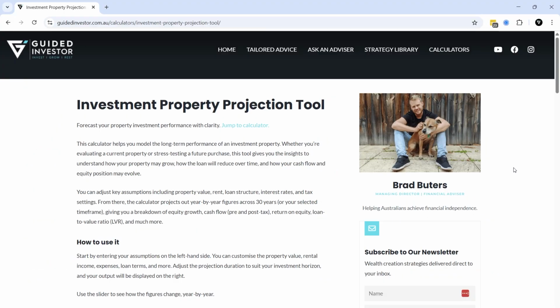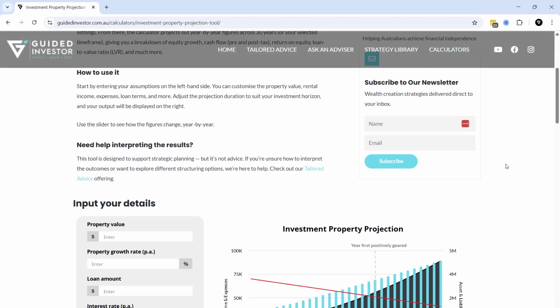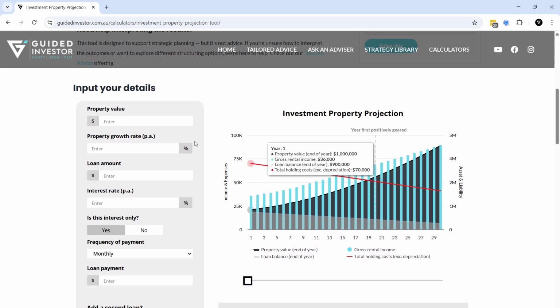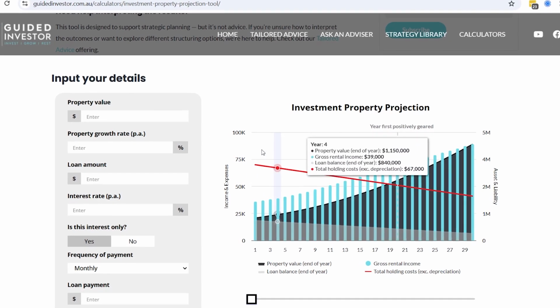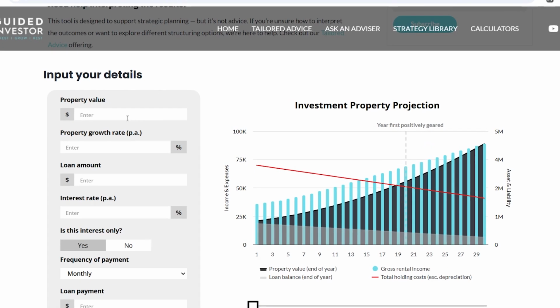All right, so jumping on the website, here is the investment property projection tool. So if we scroll down on the left-hand side here, we can start inputting our details, and then we're going to get our outputs on the right-hand side. So I'm just going to run through a little bit of a dummy case. So let's say we're buying an investment property worth $1 million.